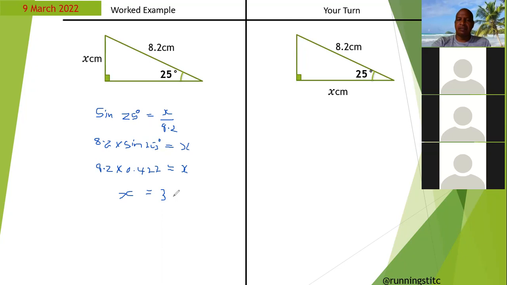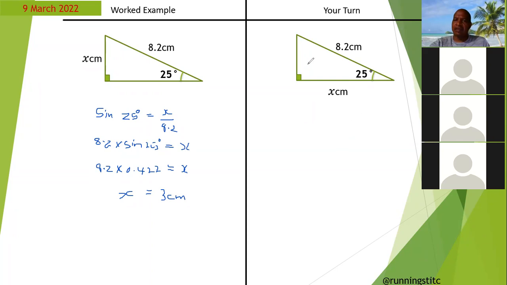What is the unit? Centimeter. All right. It is 3 centimeters. All right. Is that clear? Now, how about the triangle on the right-hand side of the screen? Can somebody now tell me what trig ratio you would use for this question. Anybody? Cos, sir. Cosine. All right.